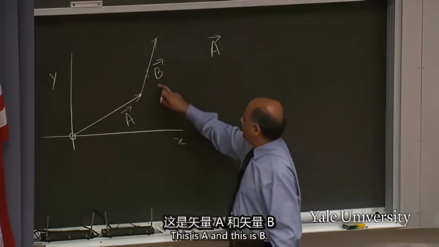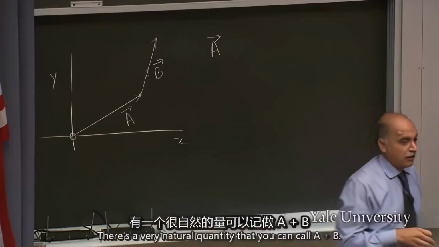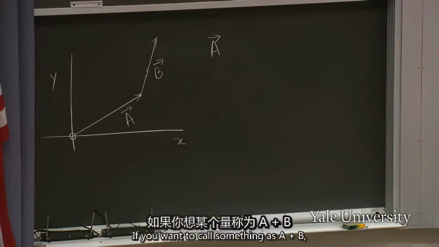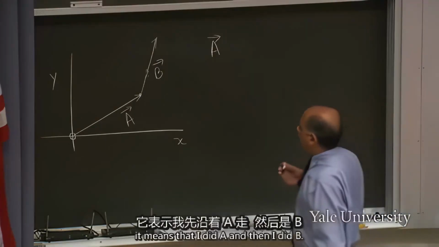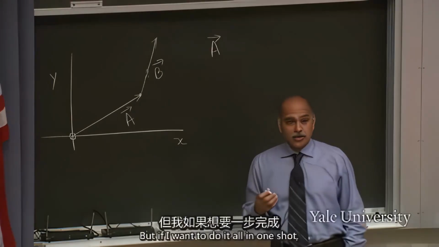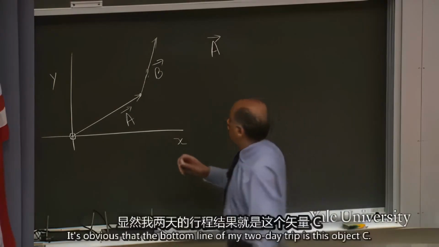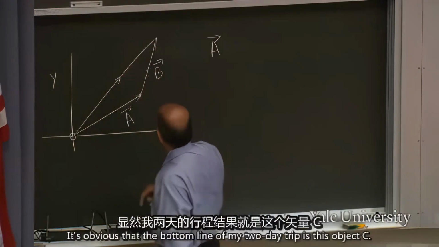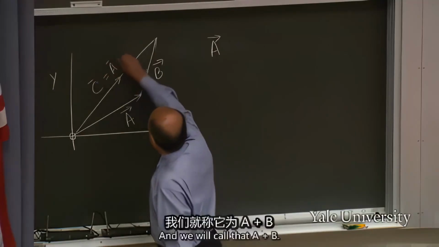Now, if this is A and this is B, it's a very natural quantity that you can call A plus B. If you want to call something A plus B, it means that I did A and then I did B, but if I want to do it all in one shot, what is the equivalent step I should take? It's obvious that the bottom line of my 2-day trip is this object, C, and we will call that A plus B.